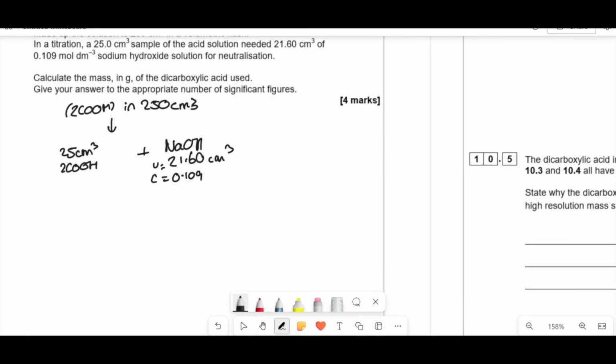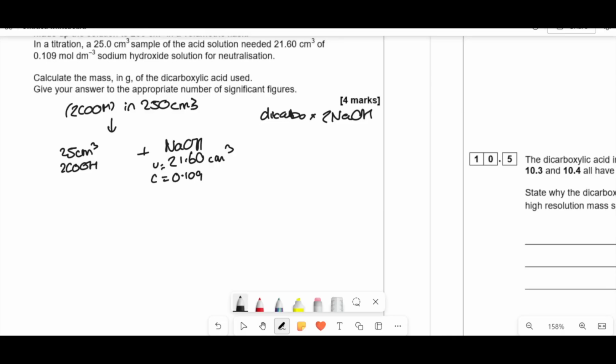You cannot do this without writing an equation, or at least knowing the proportion of things. So think about this. You don't have to write a really perfectly balanced equation, just the basics. I'm going to be reacting a dicarboxylic acid plus NaOH. This is going to be 2 NaOH reacting with one of these.